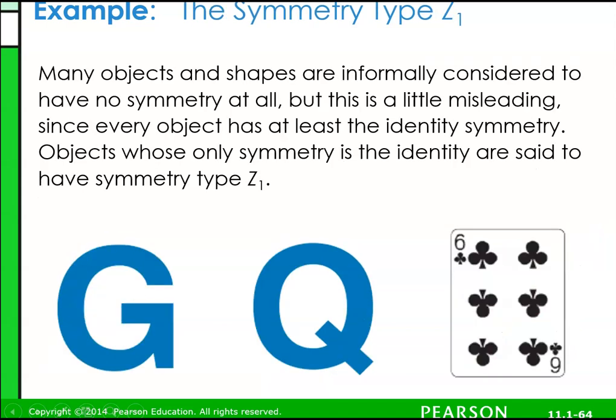Now, if we look at Z sub 1, again, this is just rotation, no reflection. Many objects have this as well. Many objects and shapes are informally considered to have no symmetry at all, but it's a little misleading since every object has at least the identity symmetry. So objects whose only symmetry is their identity are said to be, again, Z sub 1. So again, this is just the 360 that they have, or the 0 degrees.